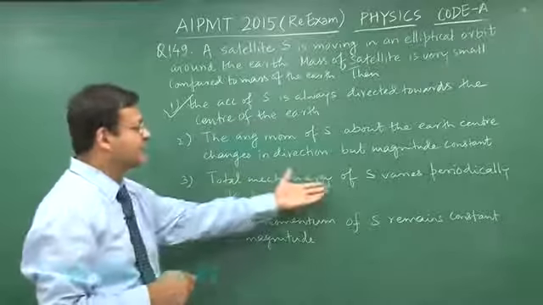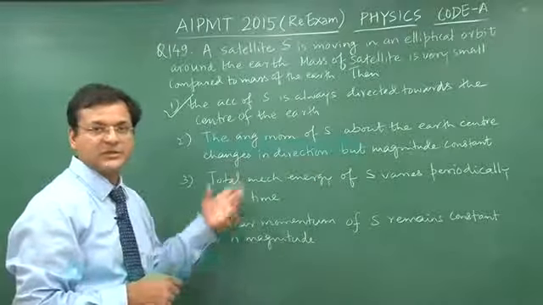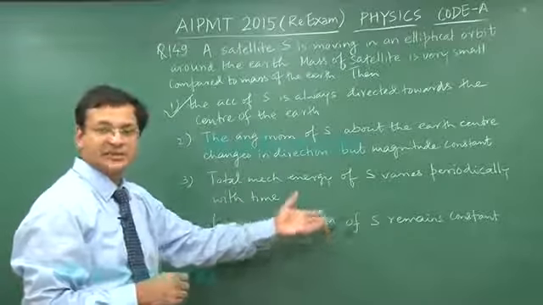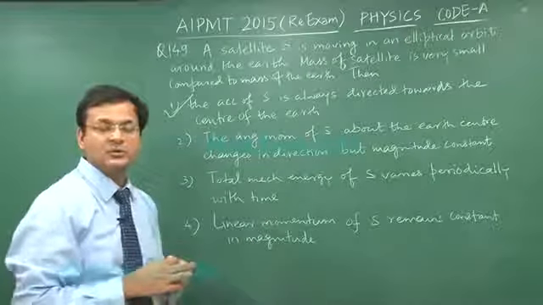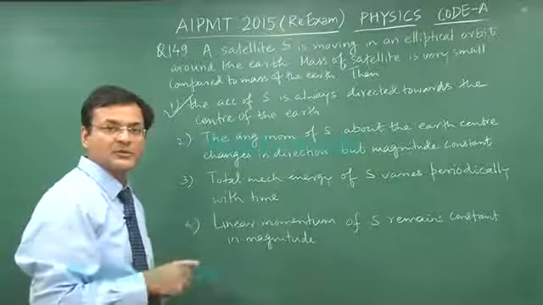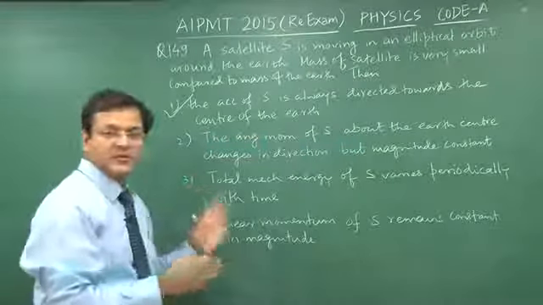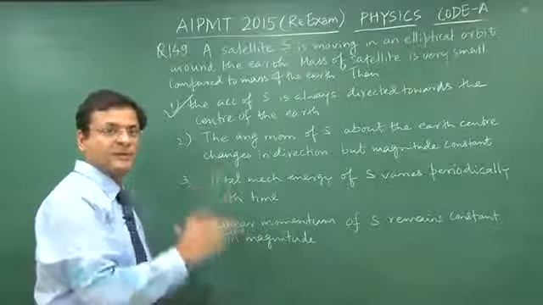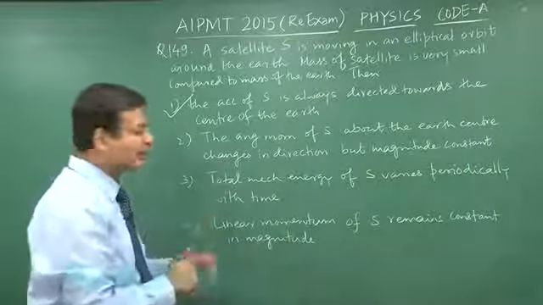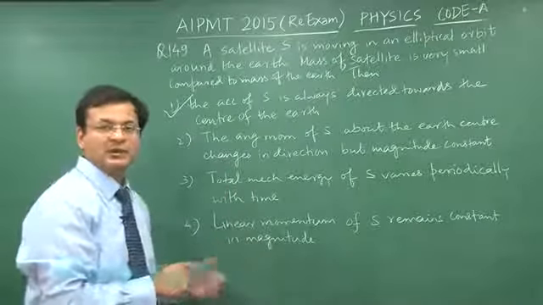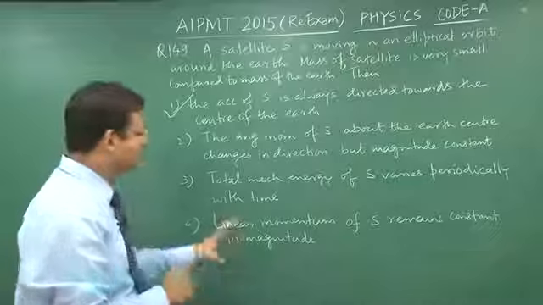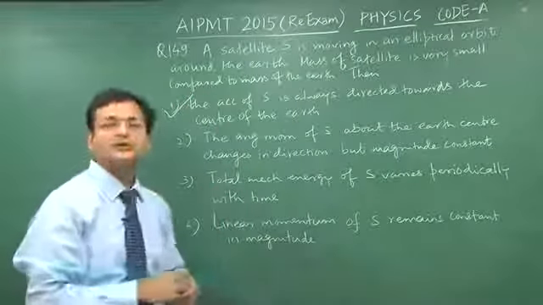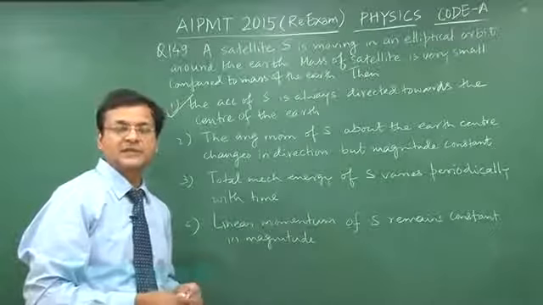Total mechanical energy, it is saying that it is varying. No, it is not varying, it is constant. And linear momentum, it is saying that it is remaining constant. That is wrong. Since it is an elliptical orbit, the magnitude of linear momentum is also changing, because once it is very close to the earth, the speed will be increasing, and so on, as you say, apogee and perigee. Had it been a circular orbit, then the magnitude of linear momentum was constant. But since it is an elliptical orbit, this is also wrong. So I will be marking answer 1 for this question 149. Switch over to next question, that is 150.